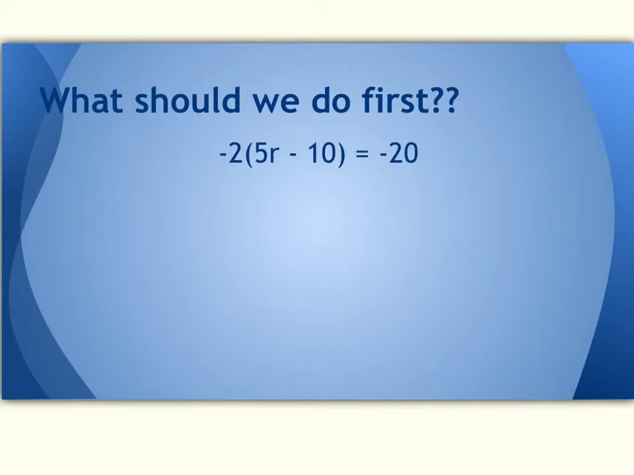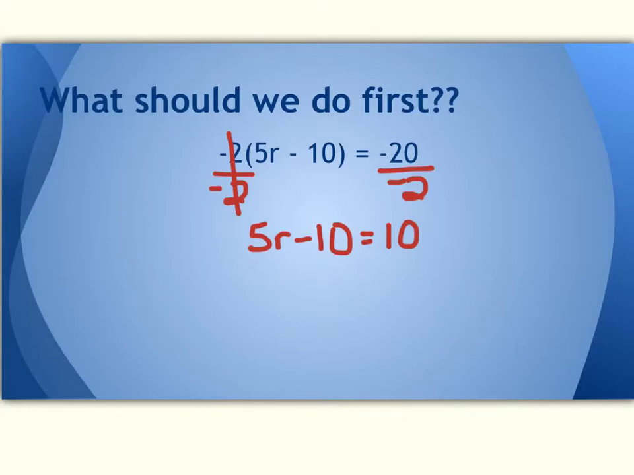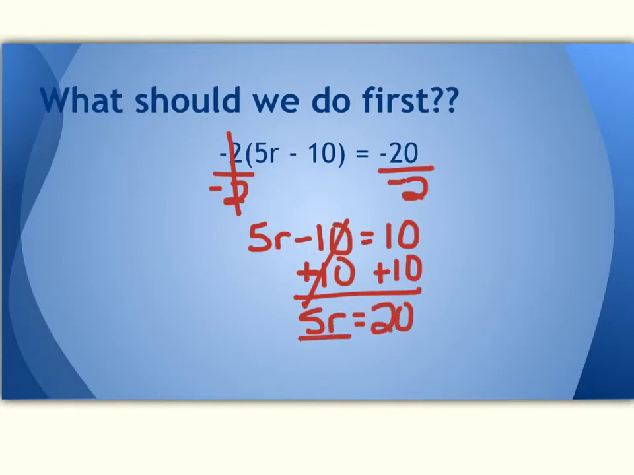Now here's a new problem. What should we do first? Well, we can divide by the negative 2. Get rid of that. It's 5r minus 10 equals negative 20 divided by negative 2 is a positive 10. Then we would add 10 to both sides. Negative 10 plus 10 is 0. 5r equals 20. And then divide by 5. r equals 4.